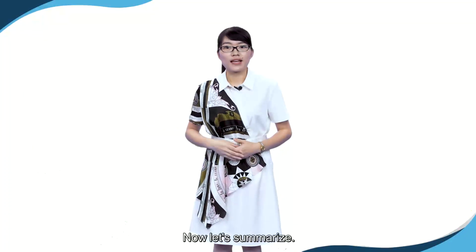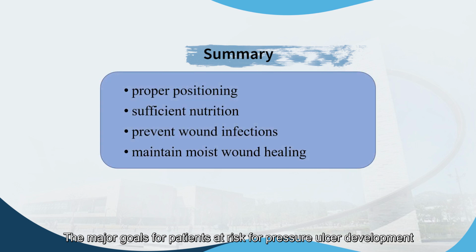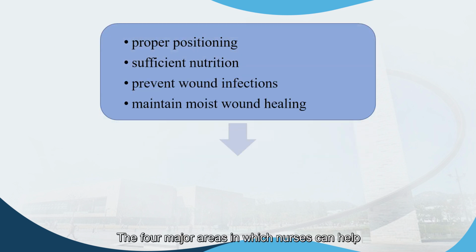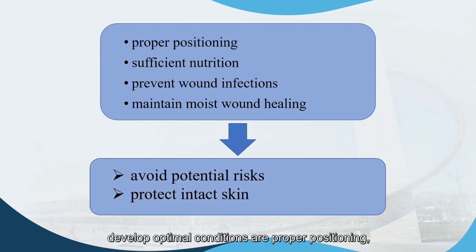Now let's summarize. The major goals for patients at risk for pressure ulcer development are to preserve intact skin and to avoid potential risk. The four major areas in which nurses can help develop optimal conditions are proper positioning, providing sufficient nutrition and hydration, preventing wound infections, and maintaining moist wound healing.